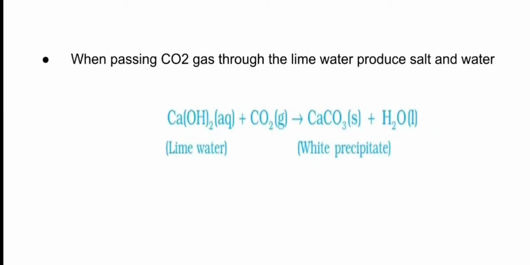See children, in this reaction, carbon dioxide is an example for non-metallic oxide and calcium hydroxide is an example for base. So when they react together, we will get a white precipitate, a salt, calcium carbonate, and H2O. So when a non-metallic oxide reacts with a base, we will get salt and water.